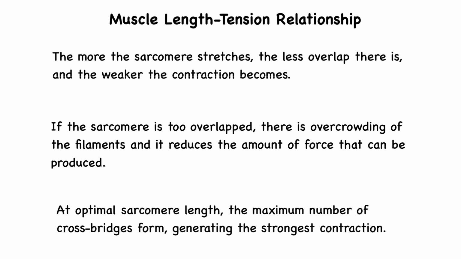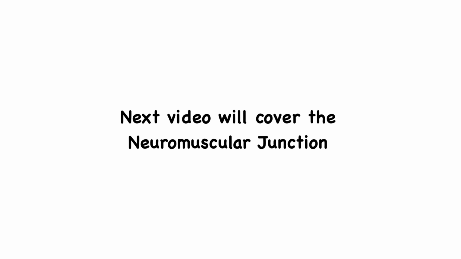So we've seen now how the sliding filament mechanism explains muscle contraction, from cross-bridge cycling to excitation-contraction coupling, and even how the length-tension relationship impacts force. But the question remains, how does an action potential actually propagate through the muscle cell in the first place? This is all explained by the neuromuscular junction, which we'll dive into in the next video.